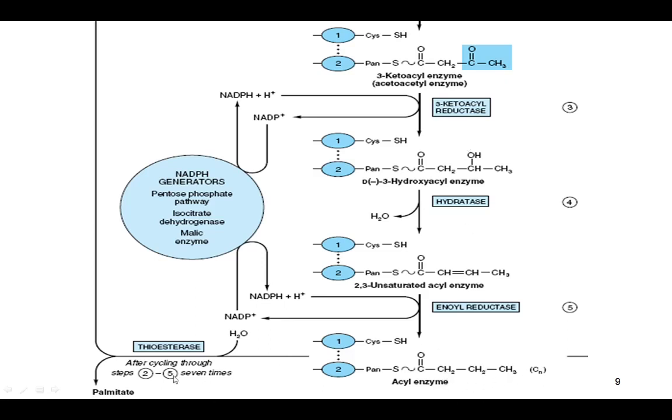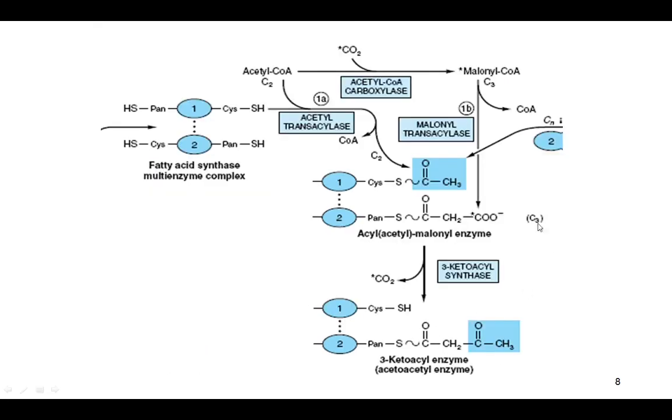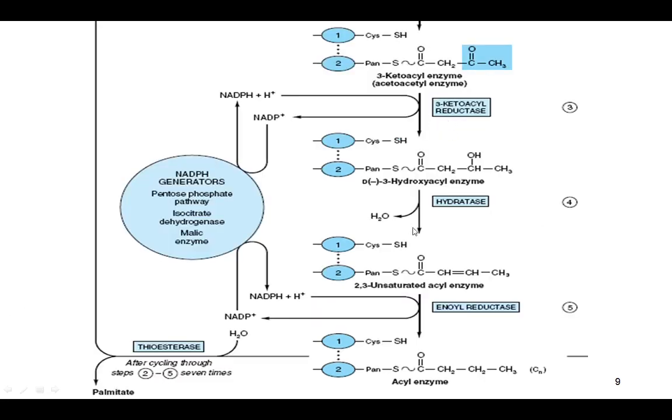And this step, starting from step 2, from here, so 1, 2, 3, 4. These 4 steps will keep repeating for the next 7 times. Okay, total 7 times it will repeat. Then the total chain of palmitic acid will form. And once the total chain of palmitic acid is formed, with the help of thioesterase enzyme, the fatty acid synthase complex will separate from this palmitic acid chain.